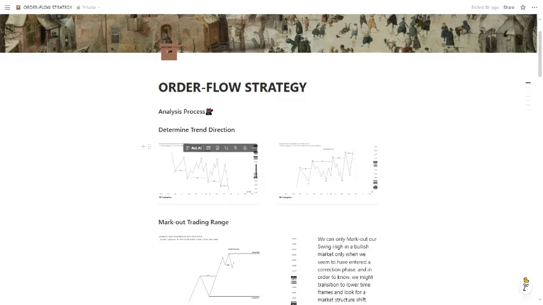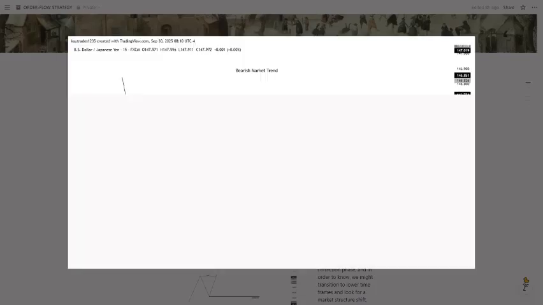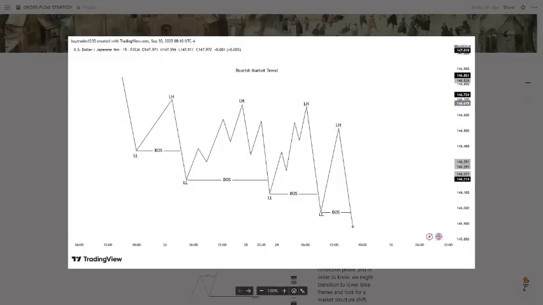So I'll show you. This is the first step in our analysis process: as every other trader out there on the internet is going to recommend, they'll tell you to determine trend direction. It is important to know where you're trading. And here, this is a bearish market trend where we have a series of lower lows and lower highs, and then price breaks and forms this lower low, and we get a break of structure.